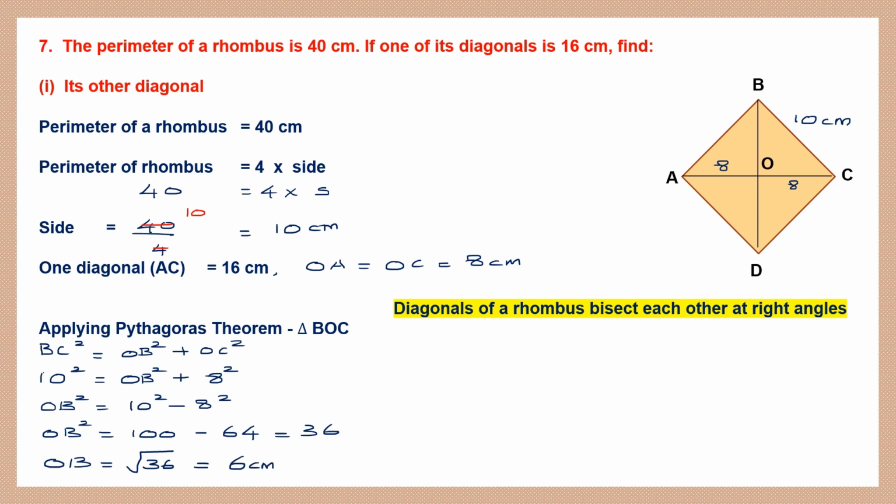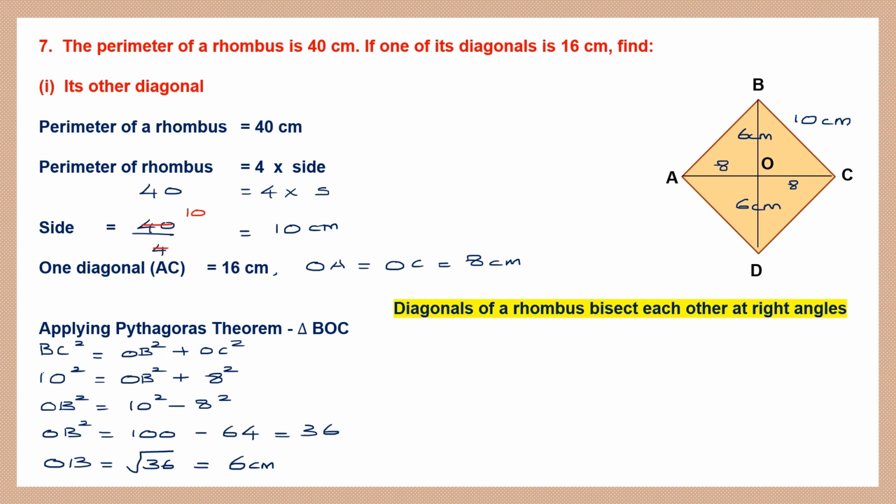So now we have found the measurement of OB. So let's write it there. Let's write 6 centimeters there. So this is 6 centimeters. So we found OB to be 6 centimeters. Now since this has bisected it like this, remember OB will be equal to OD. If that is 6 centimeters, this is also 6 centimeters.